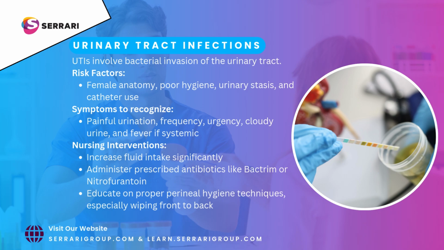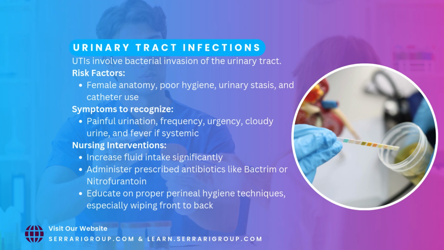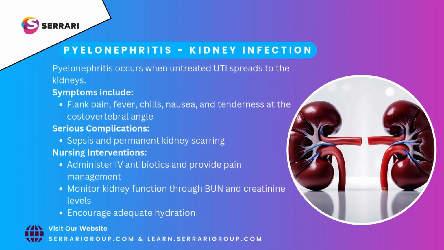Nursing interventions. Increase fluid intake significantly. Administer prescribed antibiotics like Bactrim or nitrofurantoin. Educate on proper perineal hygiene techniques, especially wiping front to back. Pyelonephritis, kidney infection. Pyelonephritis occurs when untreated UTI spreads to the kidneys. Symptoms include flank pain, fever, chills, nausea, and tenderness at the costovertebral angle. Serious complications: sepsis and permanent kidney scarring.